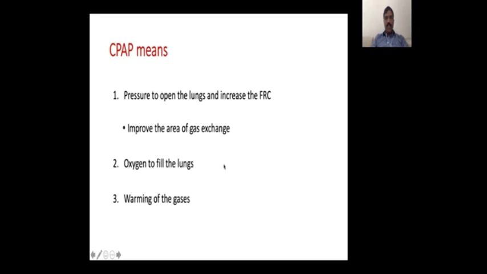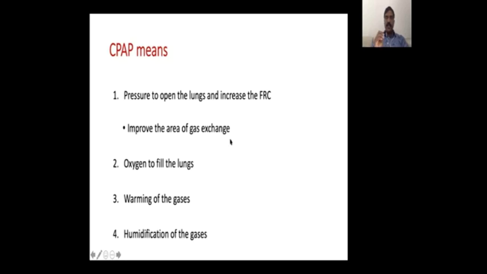The third component is warming of the gases. Whatever gas we are pushing into the nose of the babies should be warm. When we are breathing room air, we are breathing air which is at 26 to 28 degrees Celsius. But when the gases come from the cylinders or the compressed air sources, they are at 4 or 5 degrees Celsius. If you push this cold gas directly into the nostrils, it will lead to a lot of airway damage. So the third component of giving Cpap means warming the gases.